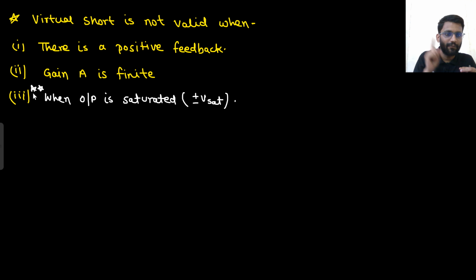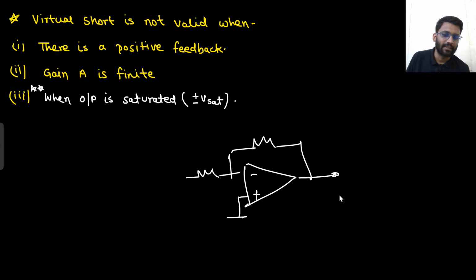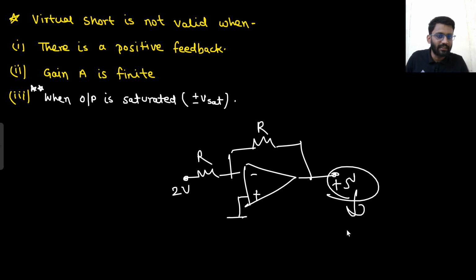what we have studied is that if your output is saturated, you cannot apply the concept of virtual short. Why is it so? Simple reasoning. Let's say this is V negative, V positive, and some configuration that we will study in the next lecture. Let's say my output is saturated at plus 5, this resistance is R, this resistance is R, and this input is some 2 volt. Now my output is fixed, no one can change it. So this potential will also be fixed.